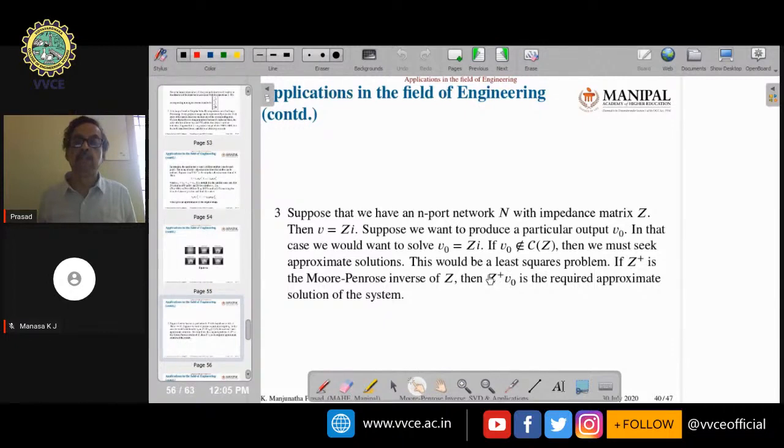Then we find Z plus, that is the Moore-Penrose inverse of Z. Z plus V naught is the output which is very close to this V naught under the Euclidean norm. So that's how we can make use of the Moore-Penrose inverse to find the best input that we can provide to reach as close to the required output V naught.